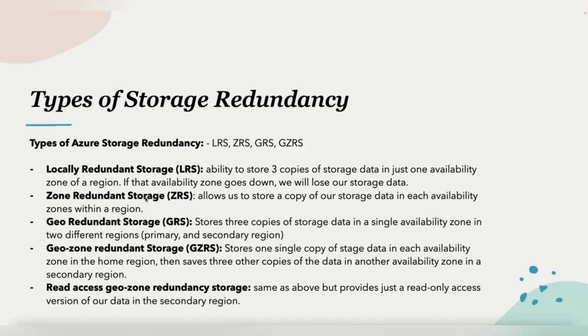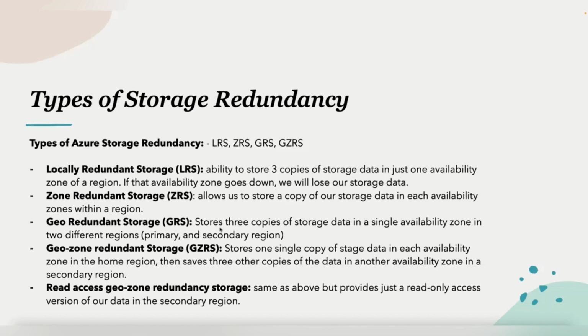The second, called the zone redundant storage, allows us to store a copy of our data in each availability zone within a region. So if, for example, we have about 3 zones within a region, the zone redundant storage gives us the ability to have a copy of our data in each of those zones. As such, it is a much more redundant option than the locally redundant storage.